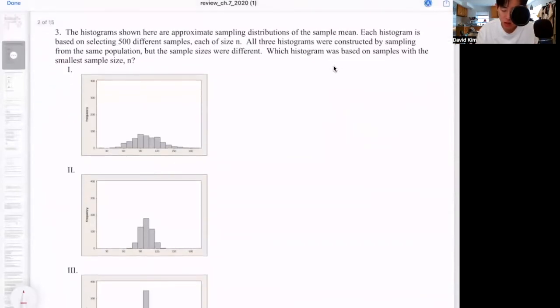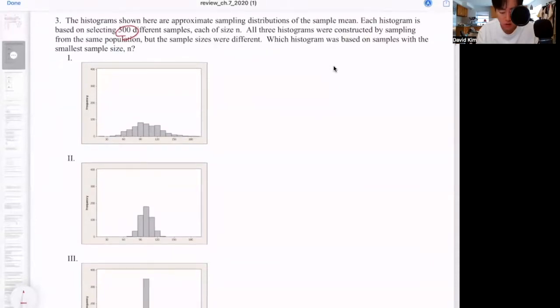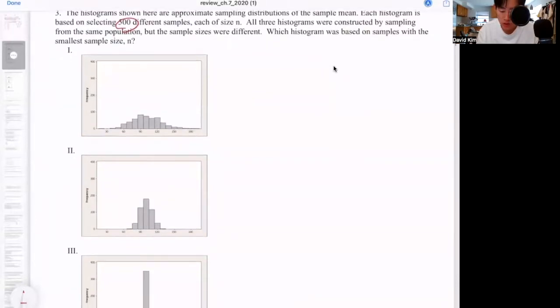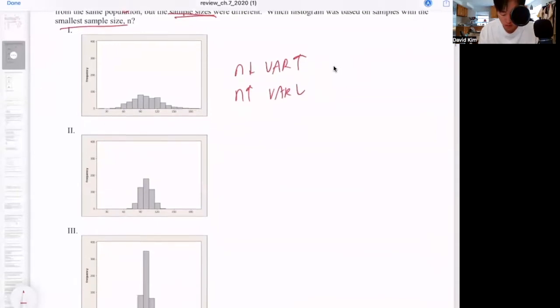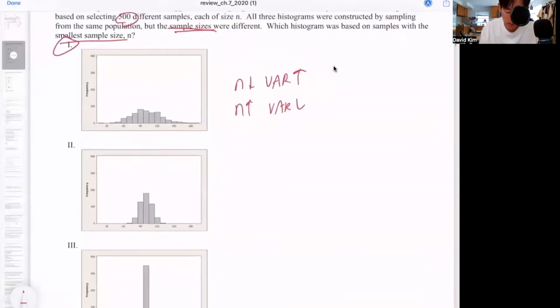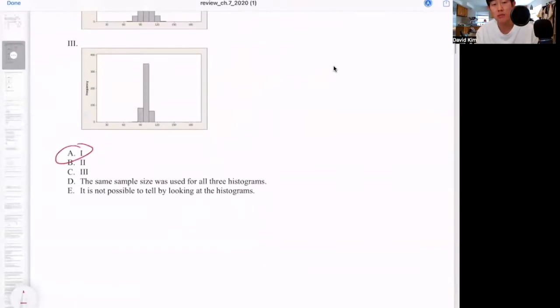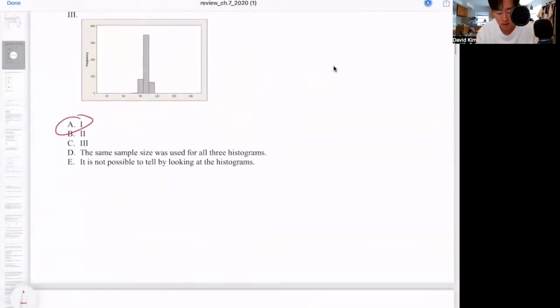Number 3, the histogram shown here, sampling distribution. This histogram is based upon 500 different samples, each of size n. All 3 histograms were constructed by sampling from the same population, but the sample sizes were different. Smallest sample size means the variability is the largest. So please keep that in mind. That's the relationship. Vice versa, if the sample size is big enough, your variability gets really small. So if we're talking about the smallest sample size, we're obviously talking about histogram Roman numeral 1 here.